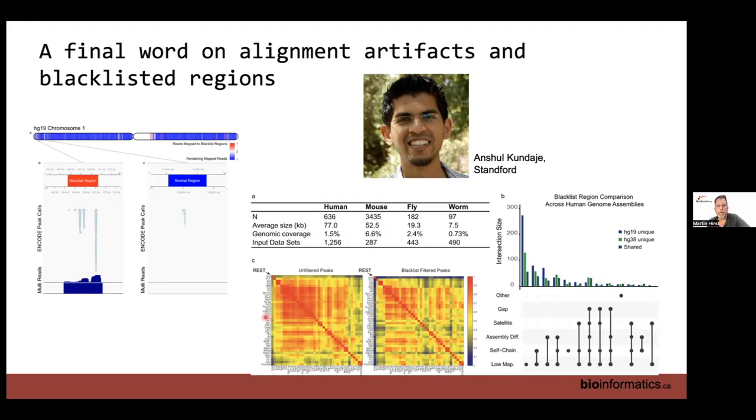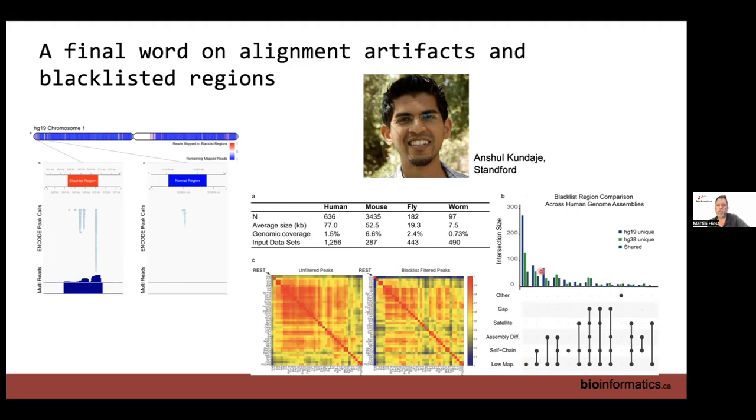If we do a correlation between a set of data sets without filtering the peaks, we can see that a lot of the correlation is not driven by biology, but rather by enrichment in these blacklisted regions. Once we remove that, then we start to see biological signal with much higher correlation values.